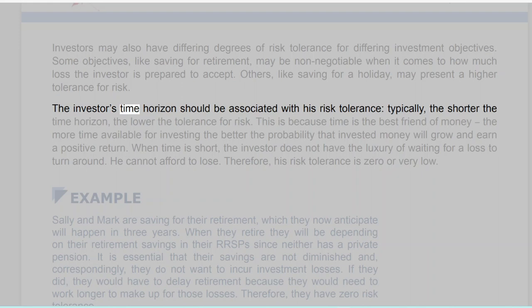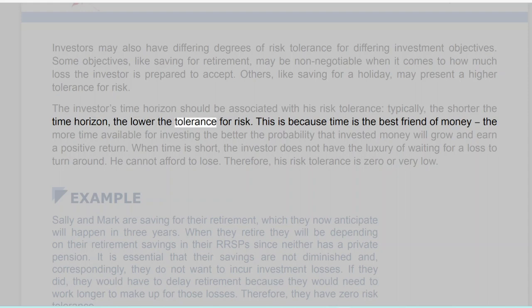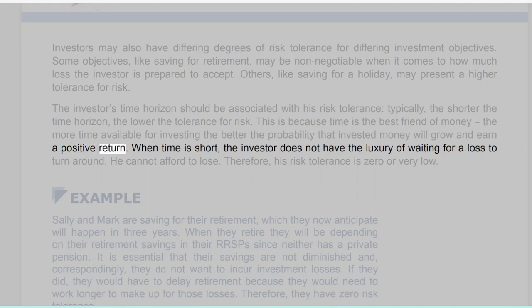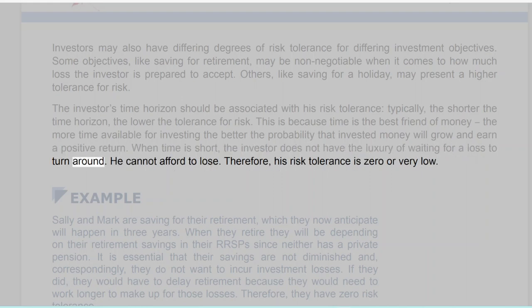The investor's time horizon should be associated with his risk tolerance. Typically, the shorter the time horizon, the lower the tolerance for risk. This is because time is the best friend of money. The more time available for investing, the better the probability that invested money will grow and earn a positive return. When time is short, the investor does not have the luxury of waiting for a loss to turn around. He cannot afford to lose. Therefore, his risk tolerance is zero or very low.